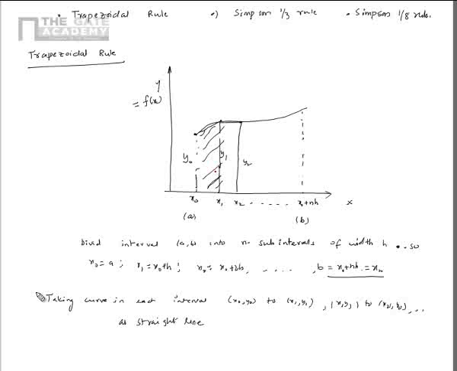Okay, and this area, not this completely, this area basically becomes a trapezoid. And now you can basically add. So the area in each of the subintervals becomes a trapezoid.